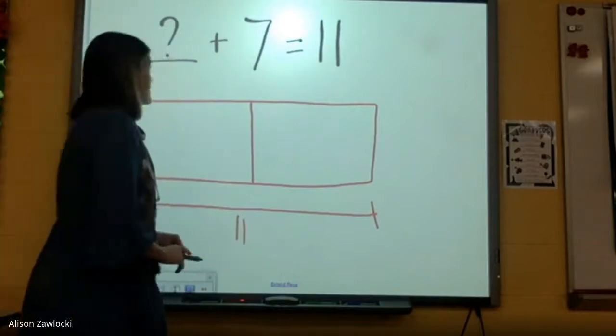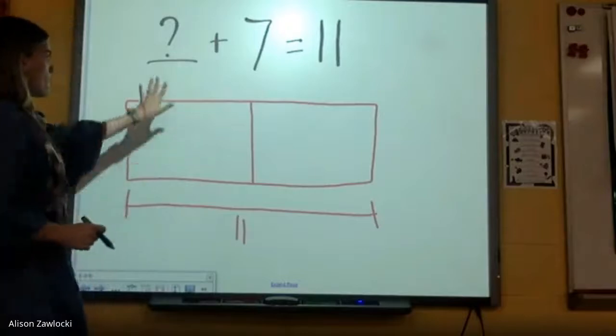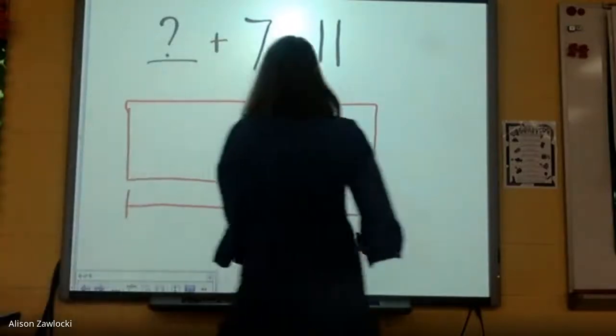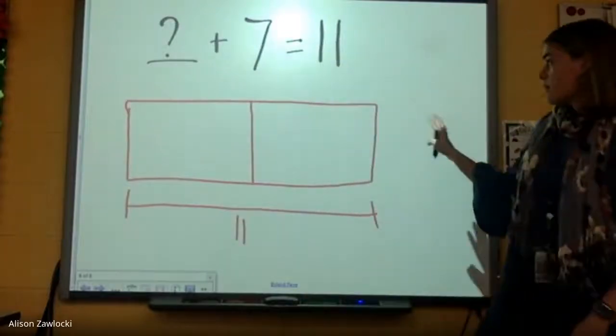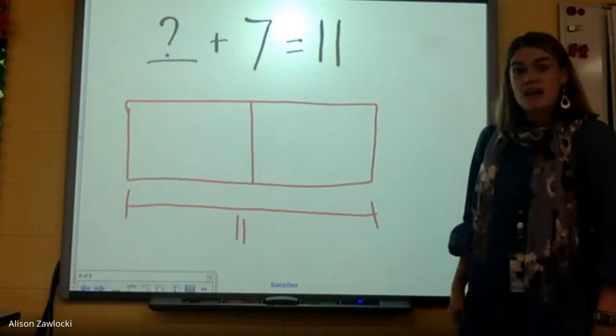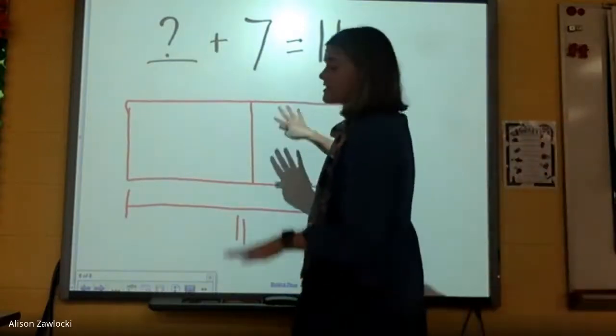Okay, let's go ahead and draw our counters. Okay, so we don't know this part. We don't know that part, do we? We do not know. It's missing. But we know this part and we know the total. So let's go ahead and get started. I'm going to draw on this side just because the number is on this side.